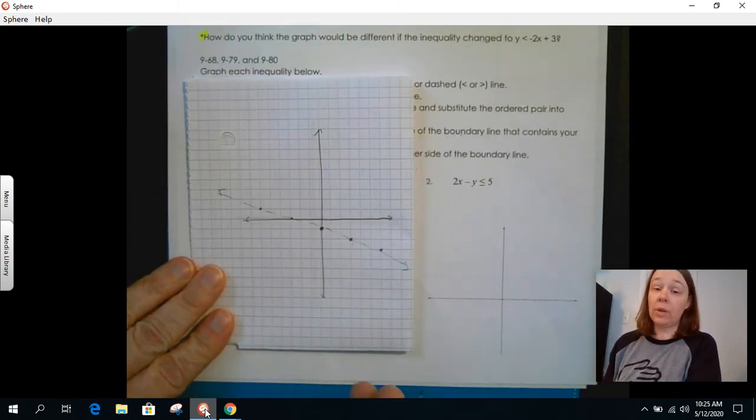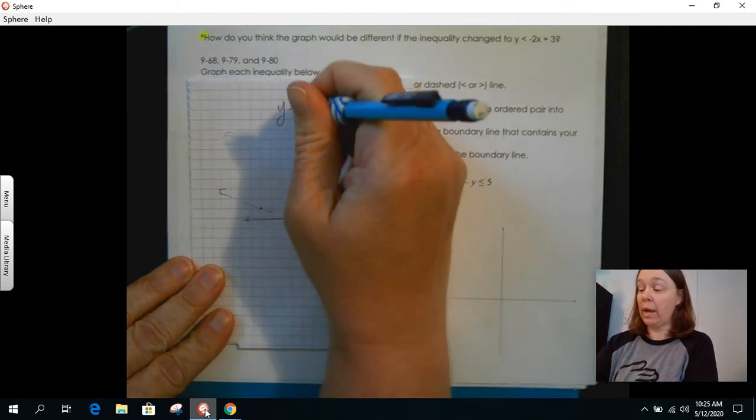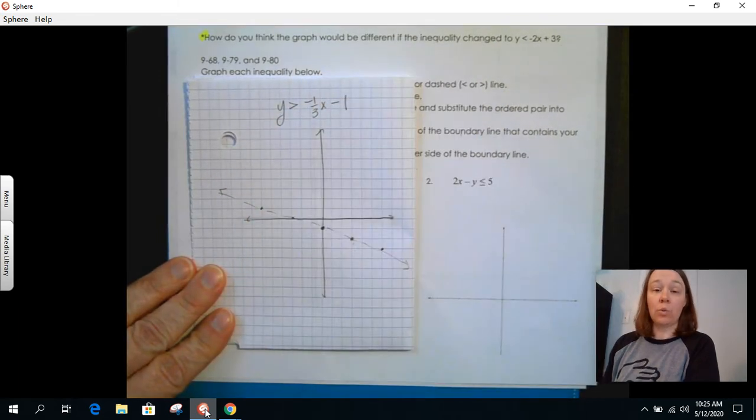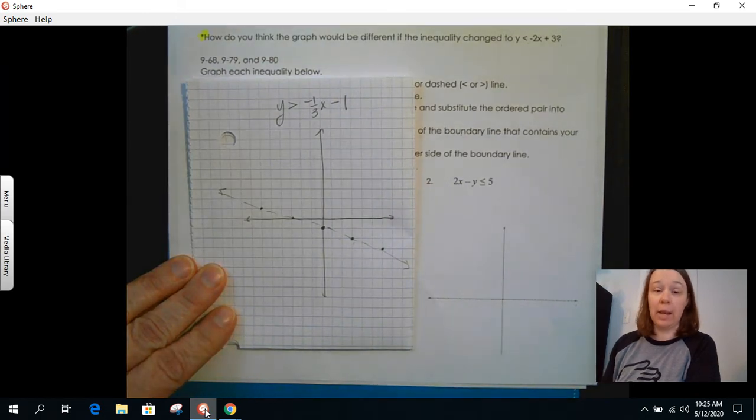And now that's not it though, because I want to graph everything so that y is bigger than this. So it was y is bigger than negative 1/3 x minus 1. Okay, so what I'm going to do is test a point on either side of the line. It does not matter which one. And I'm going to shade on the side depending on if it's true or false. So if my test point is true, I'm going to shade on that side.